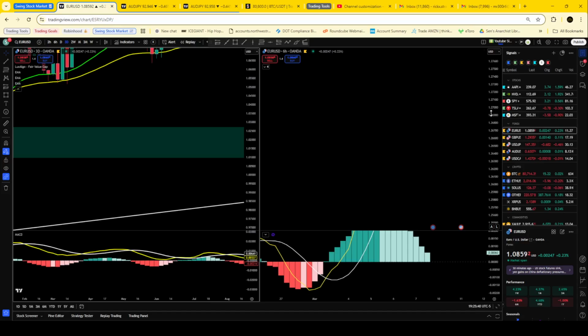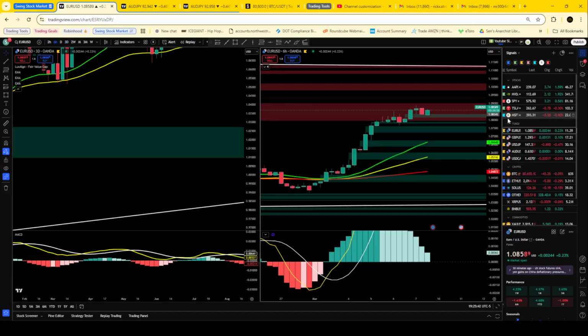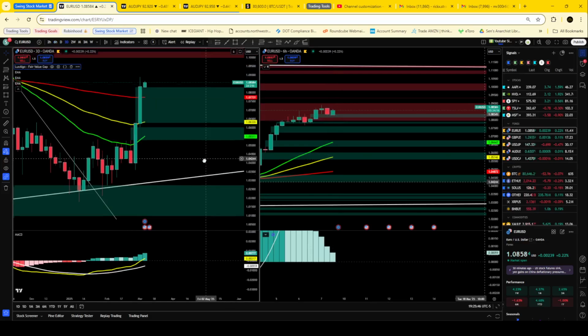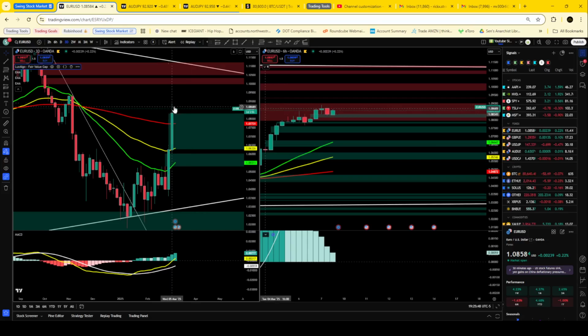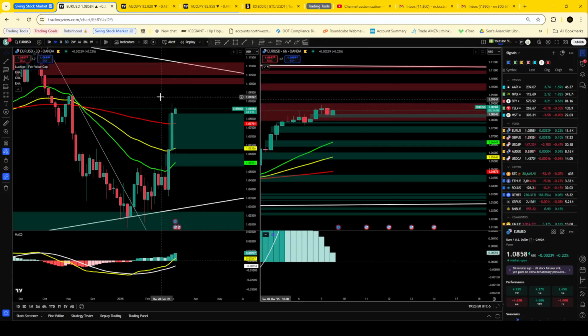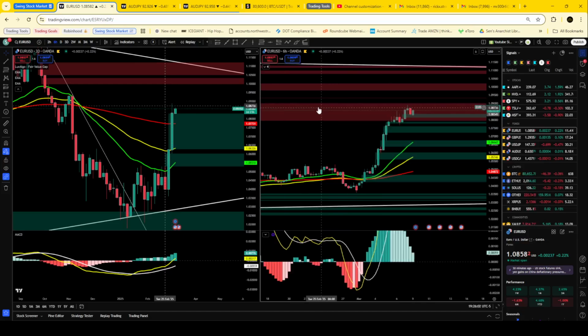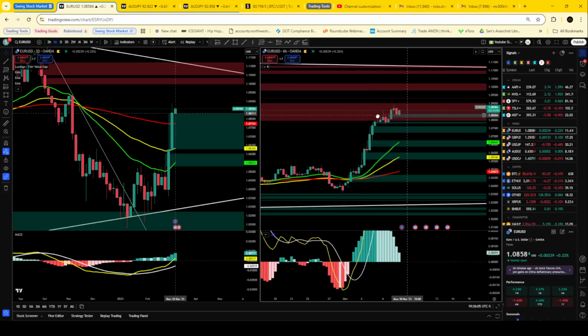Come on, reset price. There we go. See, it's the same. So this is a 3 day, and this is a 6 hour. As you see, as I move the cursor on the 6 hour, it barely moves on the 3 day.